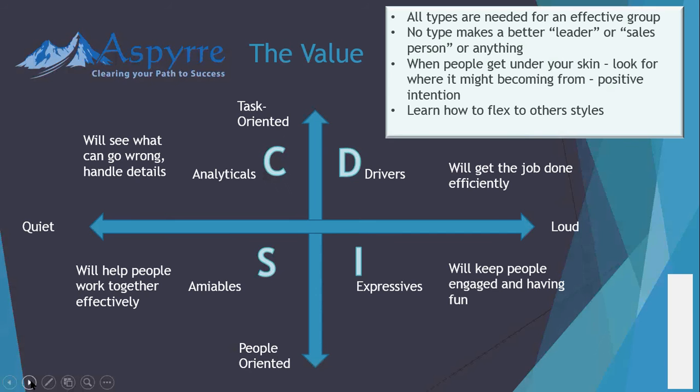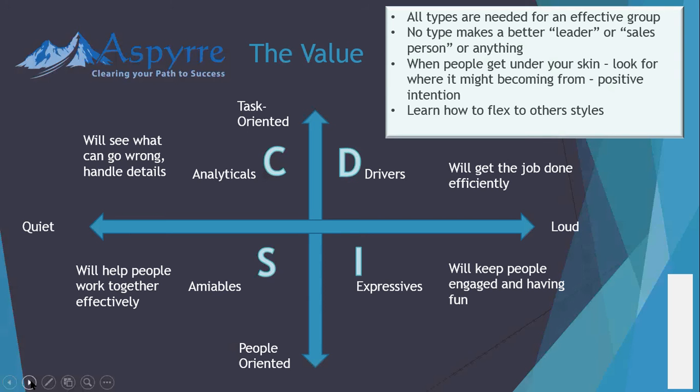One thing you need to understand, the value of this matrix is really just to help you see the value. We need everybody in an effective group. The drivers will get the job done efficiently. The expressives will keep people engaged and having fun. The amiables will help people work together effectively. And the analyticals will see what can go wrong and handle the details and make sure things are done right.